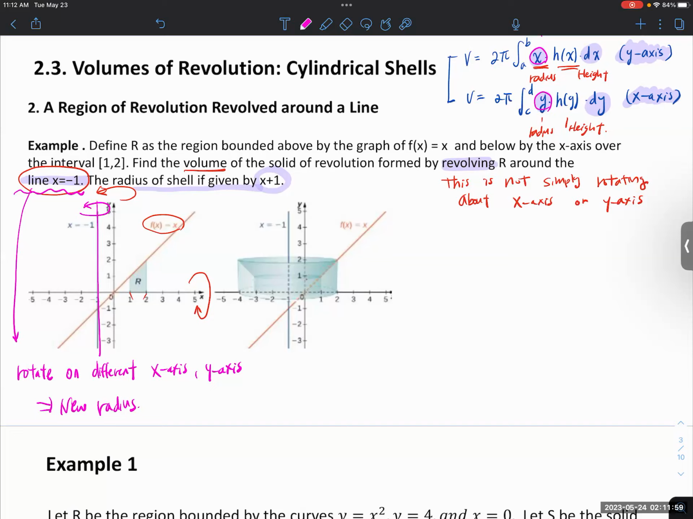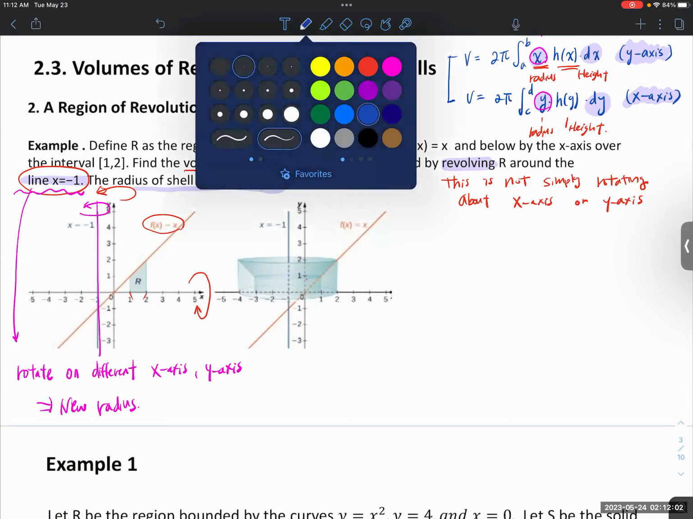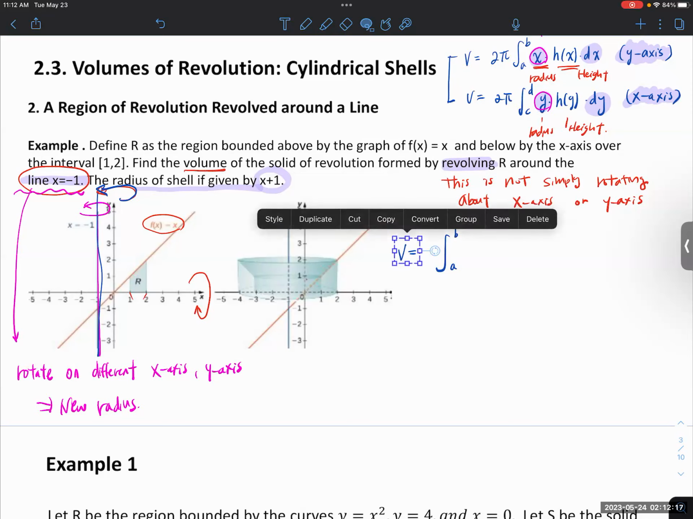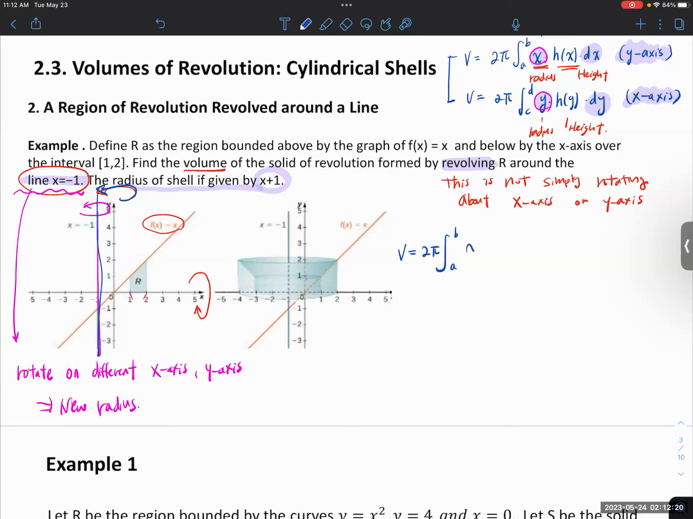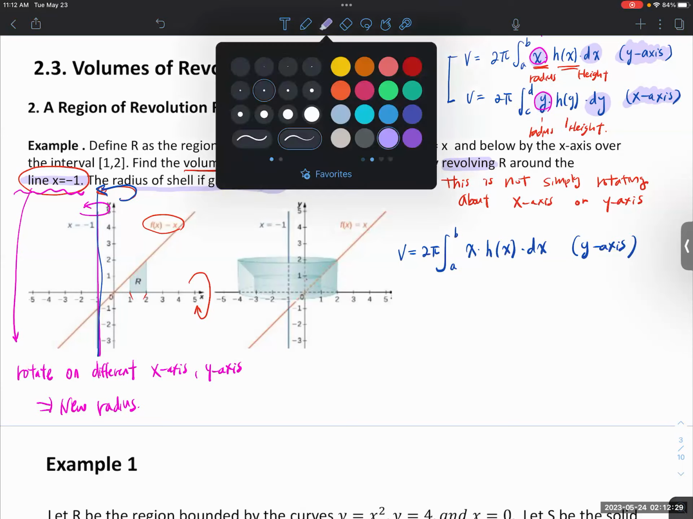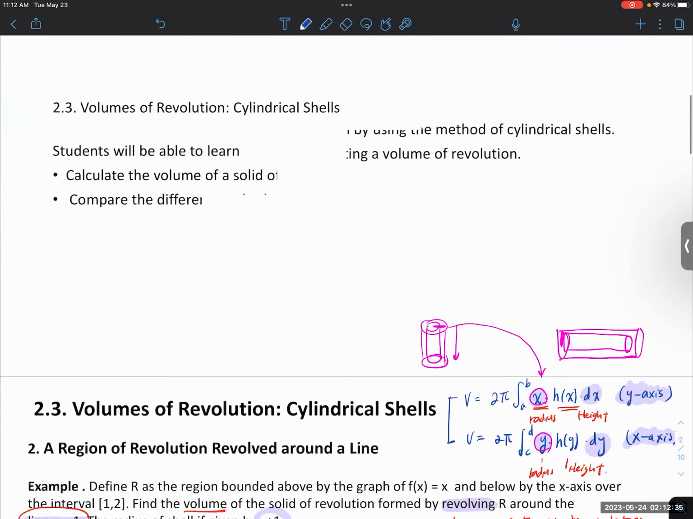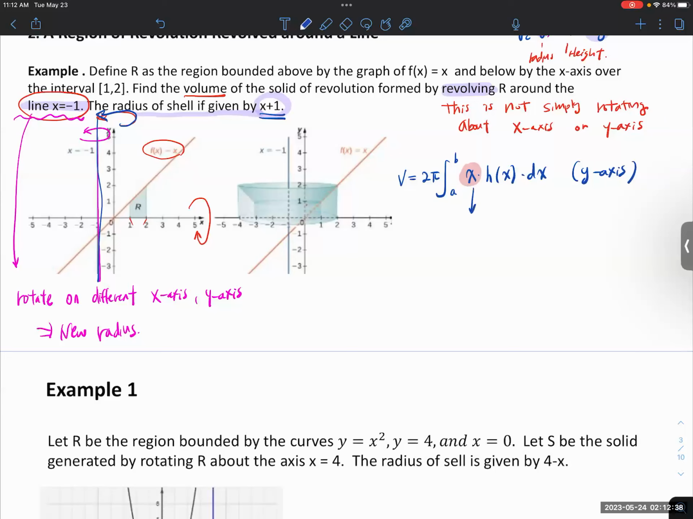Let me write down the formula. We're going to keep using V equals, similar to rotating about the y-axis because it's vertical, integral from a to b, with a 2 pi. This is the formula we used to have when you rotate the function about the y-axis. But now your radius has been shifted from x to x plus 1. So you're going to have a new radius, x plus 1.